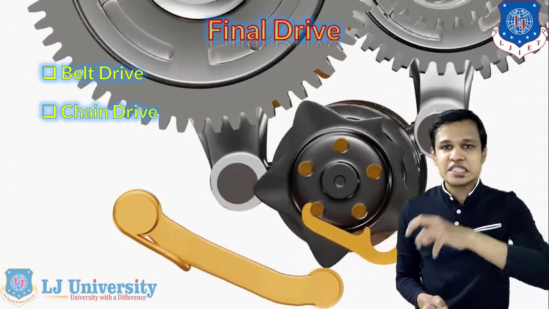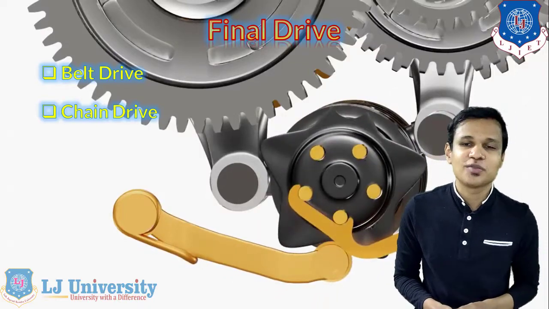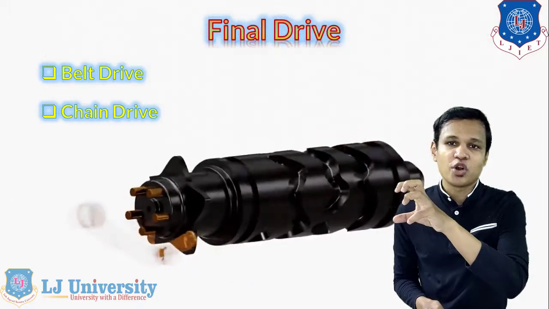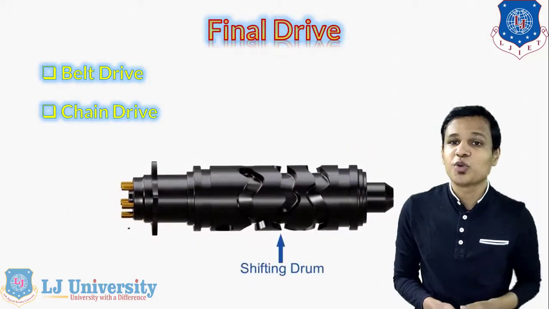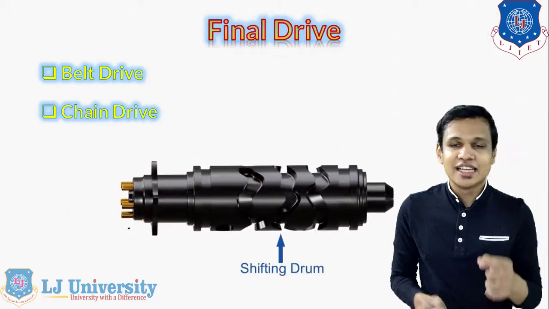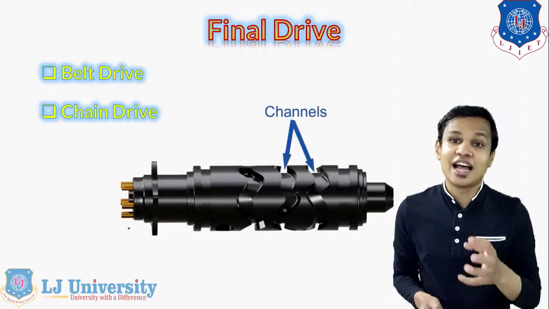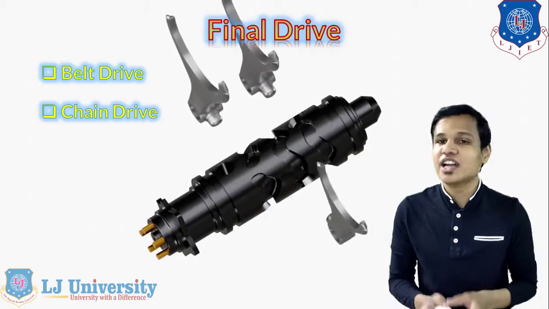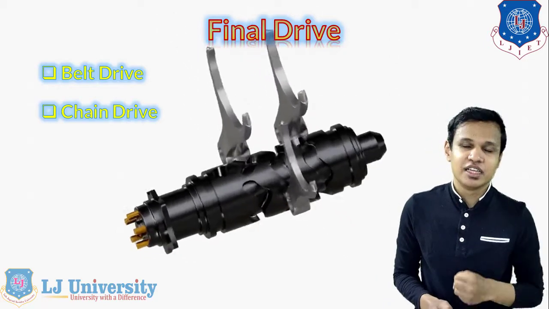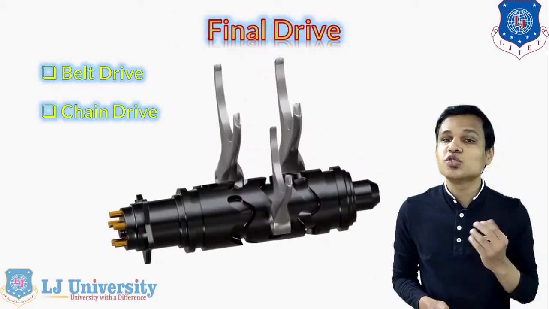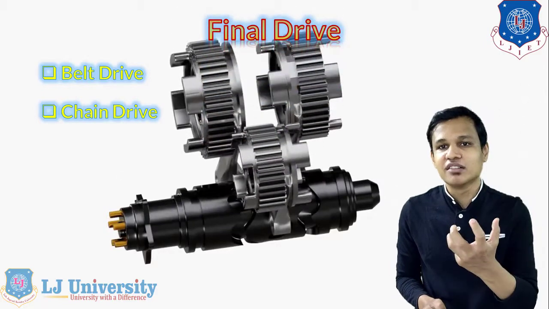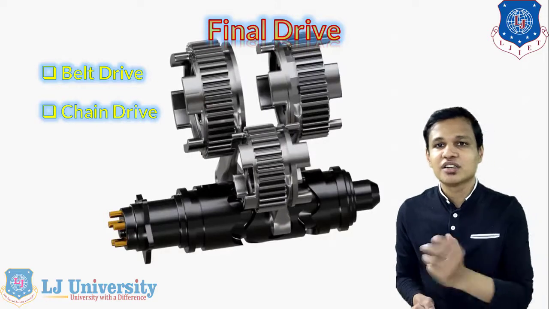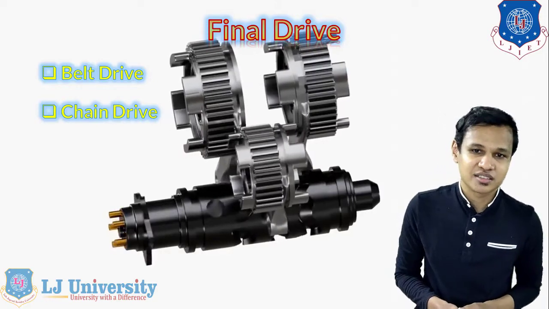The sprocket and chain are used in the case of the motorcycle. The diameter of one sprocket is more, the diameter of the second sprocket is lower, and this is how the power is transmitted to the rear wheels by final reduction in the final drive. In the case of four-wheelers as well, we use a final drive, which is a gear drive and which generally transmits the power by reduction of the power at last.